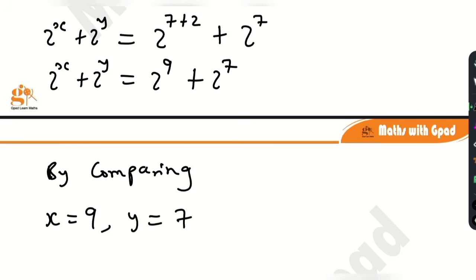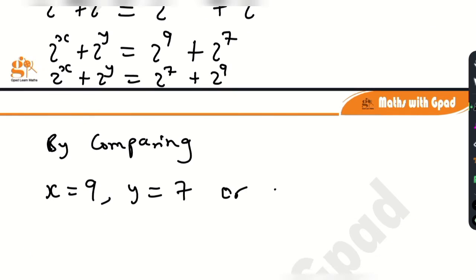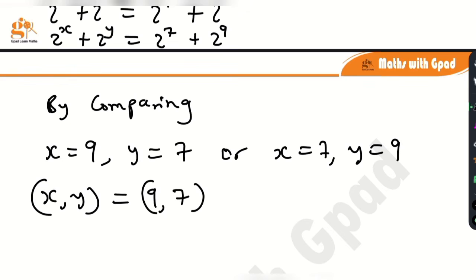But that's not all. We can also interchange the position. So we can also rewrite what I have on the right hand side like this: 2 raised to power 7 plus 2 raised to power 9, and still equate this to what? This. All right. So we can also say that x is equal to 7, y is equal to what? 9. So putting everything together, x comma y is equal to what? When x is 9, y is 7, or when x is 7, y is 9.